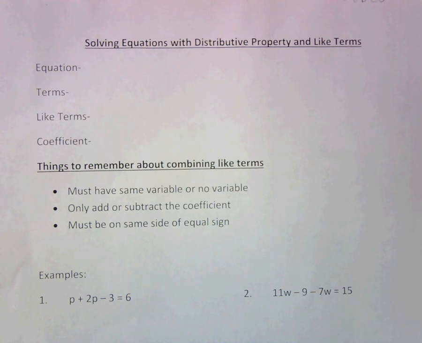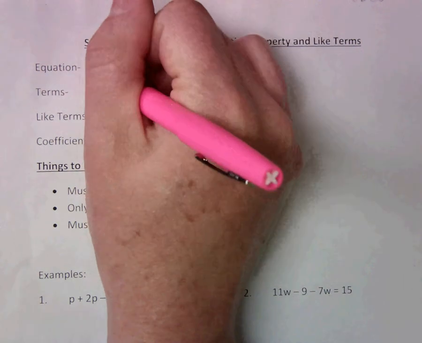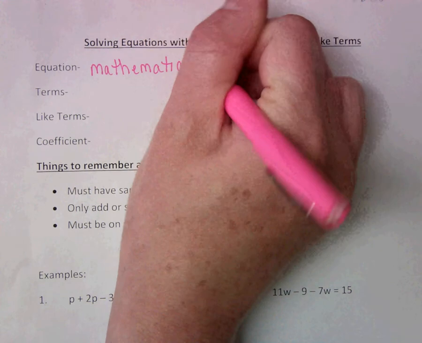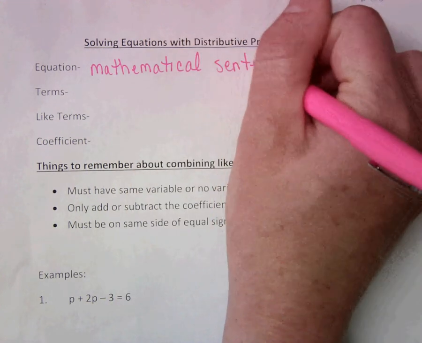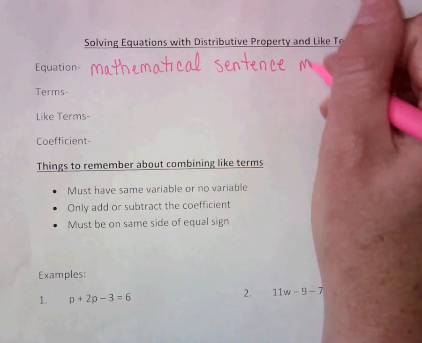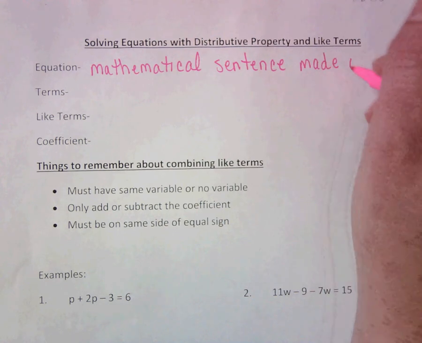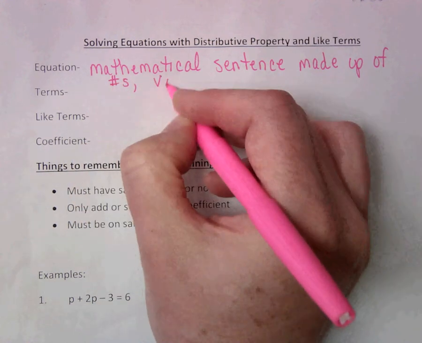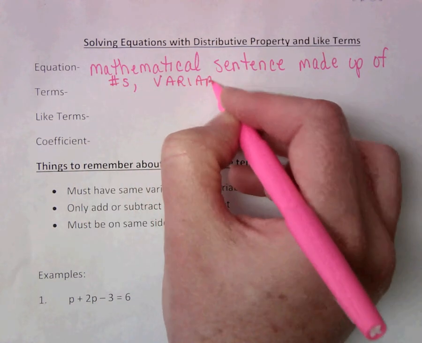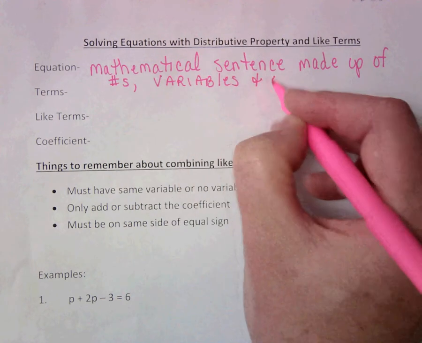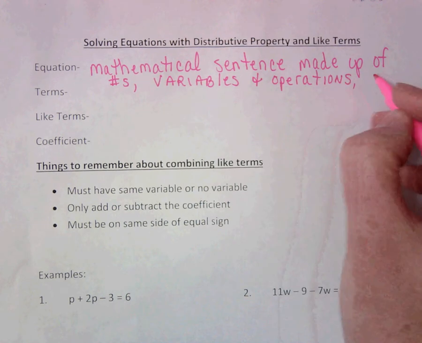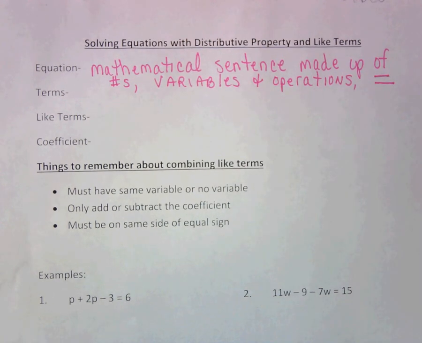First of all, remember an equation is a mathematical sentence made up of numbers, variables, and operations. And remember that an equation has an equal sign. So that's something different than an expression.